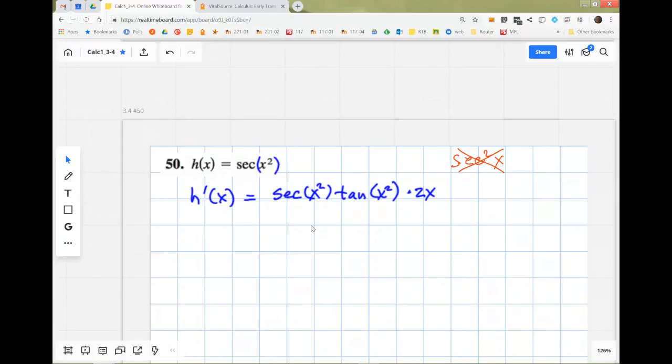This is one we developed in class. It's the secant of that thing times the tangent of that thing. So secant x squared, tangent x squared. And then there's a chain rule, x squared, the inner function, the derivative of that is 2x. You could write the 2x in the front, but basically that's it.